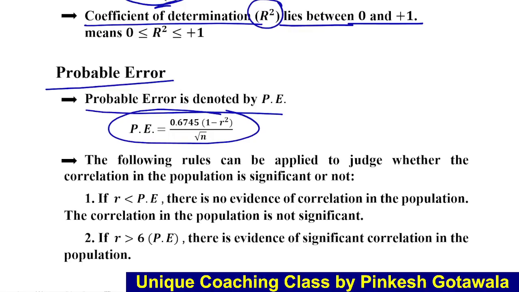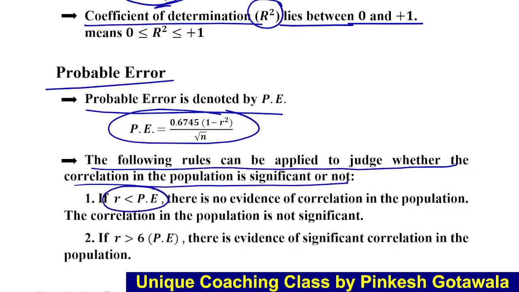Now one more thing you must remember, the following rules can be applied to judge whether the correlation in the population is significant or not. Means કે બંને વચ્ચે જે રિલેશન છે એ સિગ્નિફિકન્ટ મીન્સ જે ઓકે છે, પરફેક્ટ છે, વ્યવસ્થિત છે કે નહીં, તે આપણે ડિસાઇડ કરી શકીએ છીએ. If r is less than PE, there is no evidence of correlation in the population. In simple language, there is no correlation.